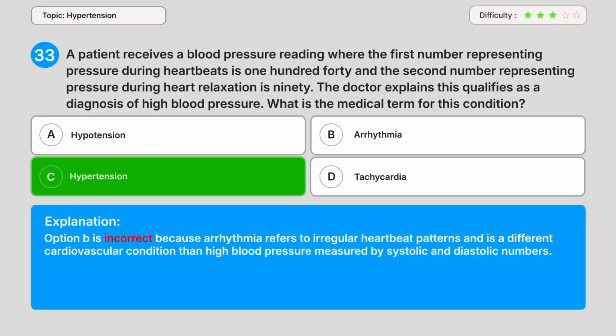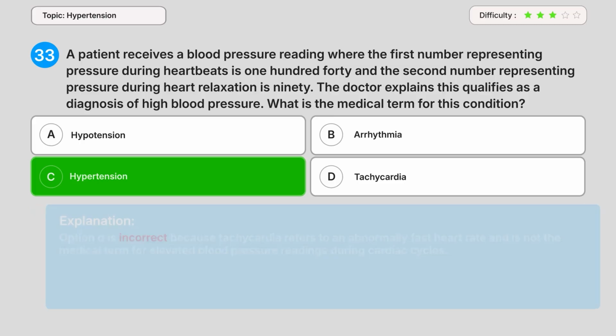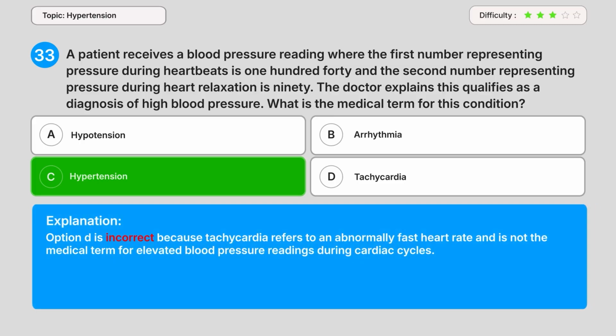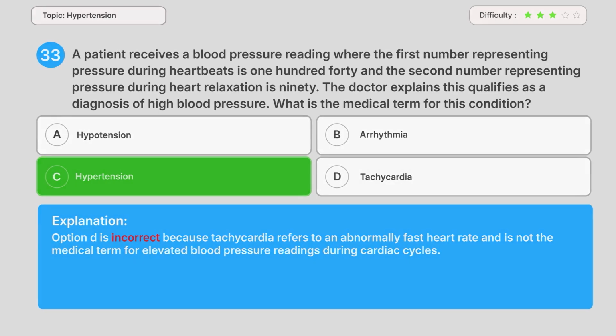Option B is incorrect because arrhythmia refers to irregular heartbeat patterns and is a different cardiovascular condition than high blood pressure measured by systolic and diastolic numbers. Option D is incorrect because tachycardia refers to an abnormally fast heart rate and is not the medical term for elevated blood pressure readings during cardiac cycles.